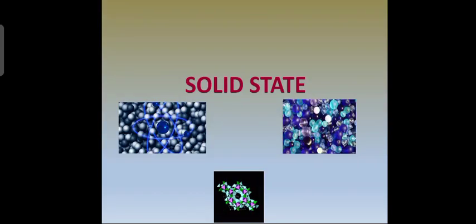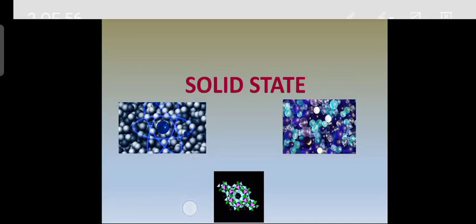Now here in this slide you can see the different solid states. There are 3 diagrams. Diagram 1 will give you the picture of one type of solid. Similarly, another type of solid, and another type of solid. So there are 3 different types of solids.